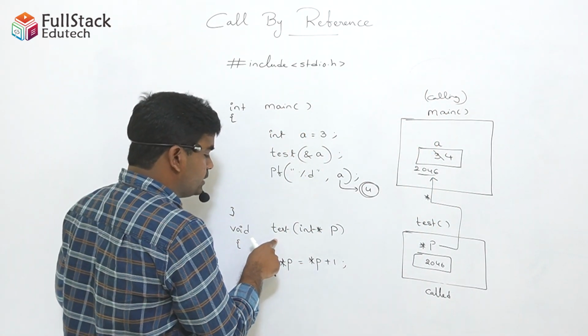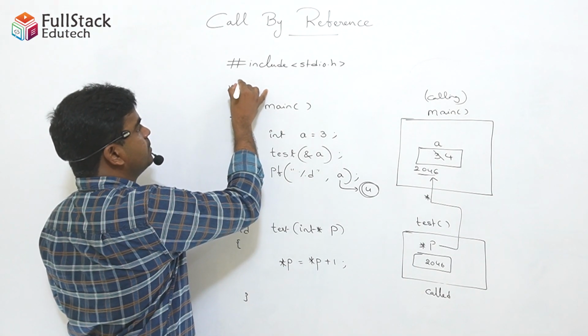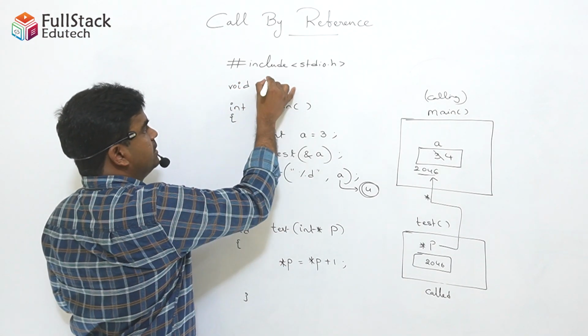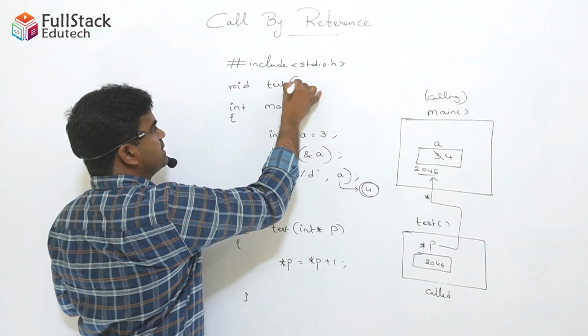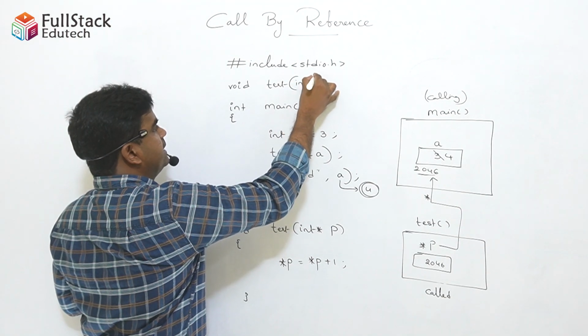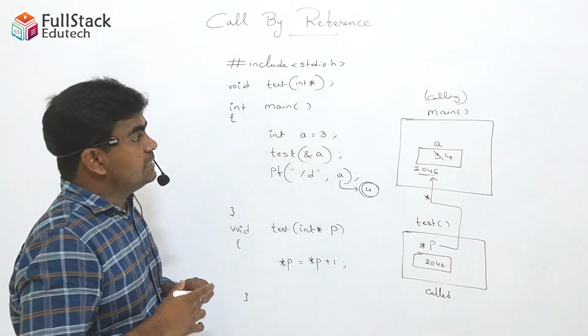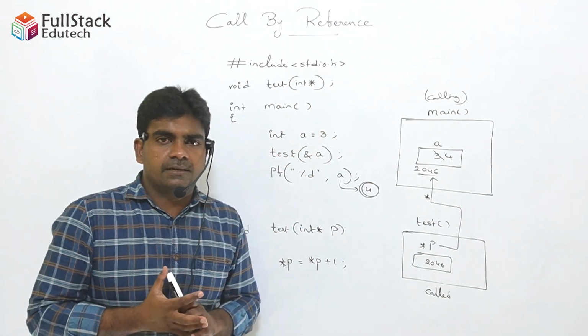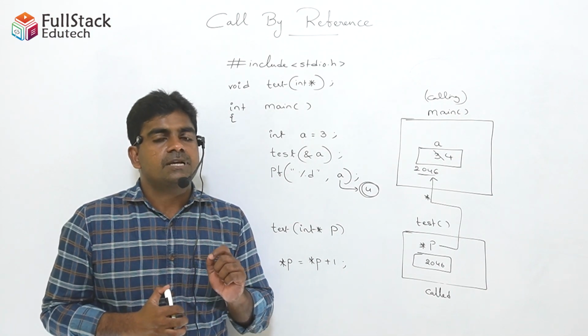Sir, how can we write the prototype? void, the function name is a test, and this is an integer pointer. This is the way we represent it. Simply, this is call by reference.